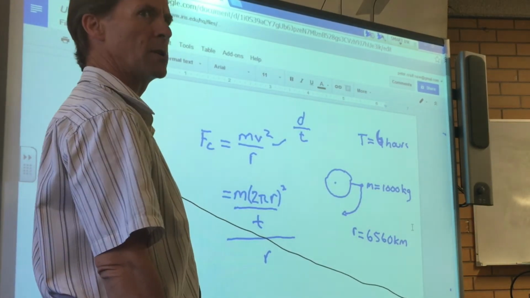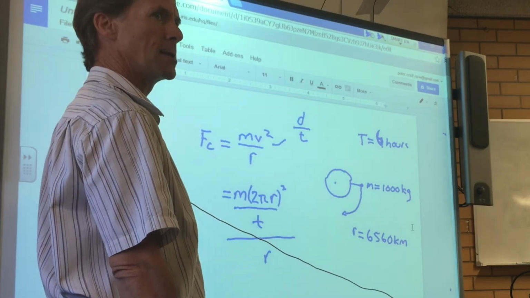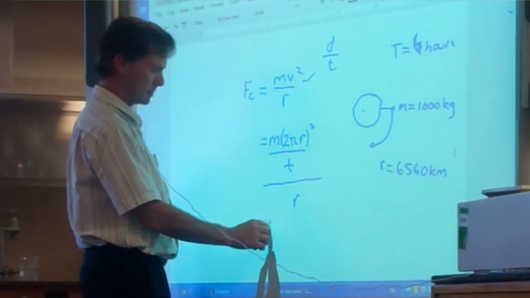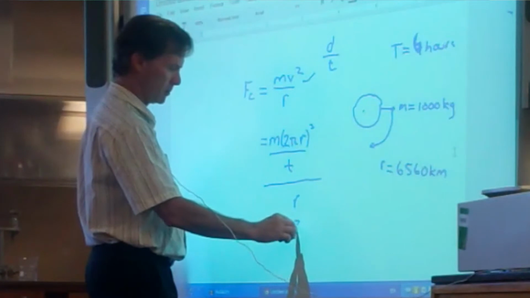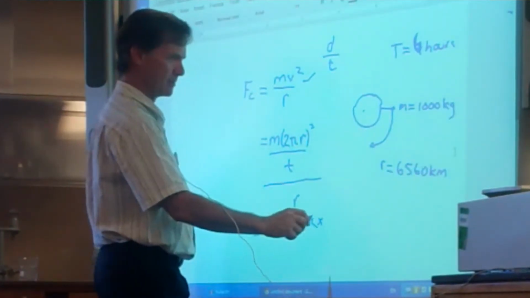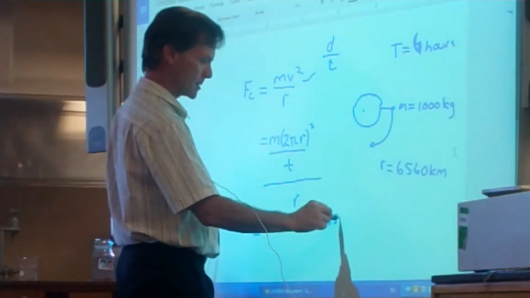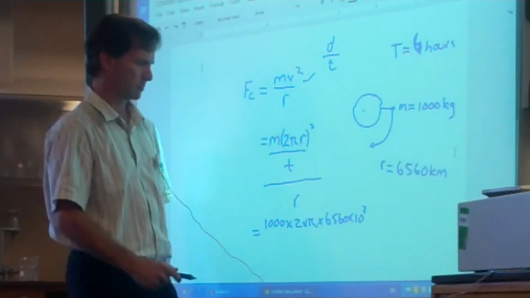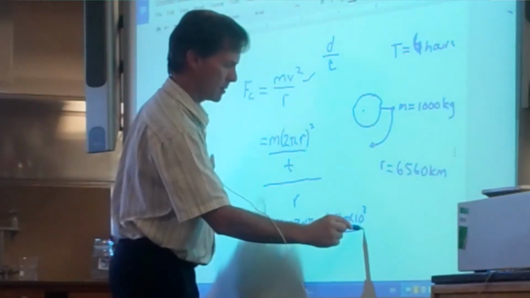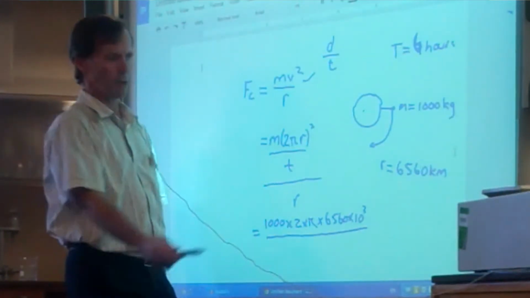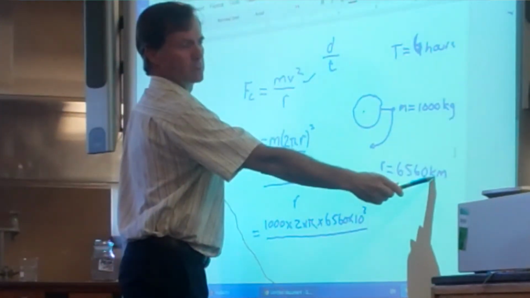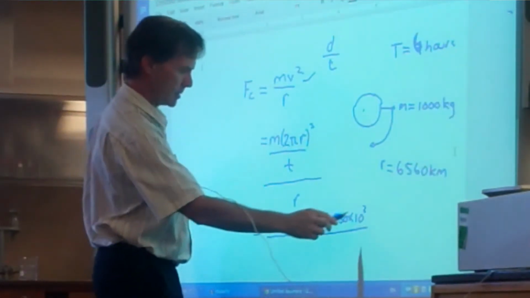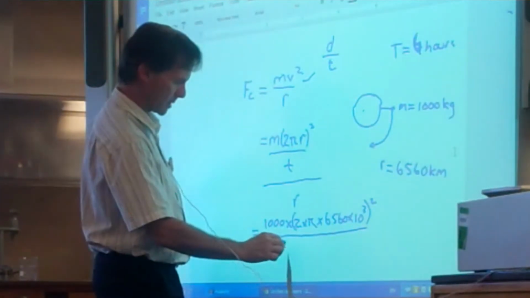And this is a sort of question which will typically turn up in exams and HSC exams. You go into the space topic. Right, so if you do that, you're going to end up with 1000 times 2 times pi times 6560 times 10 to the 3. Why 10 to the 3? Because that's 1000. It's in kilometres, and I need to make it metres. And that bit there is all squared.